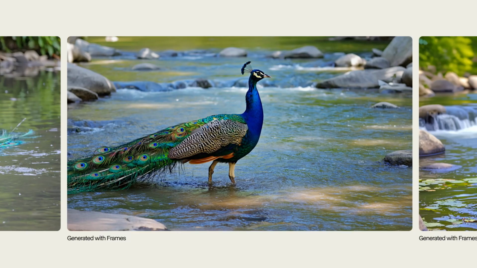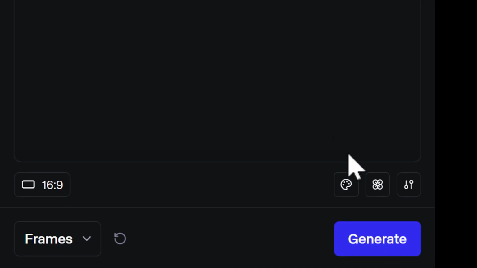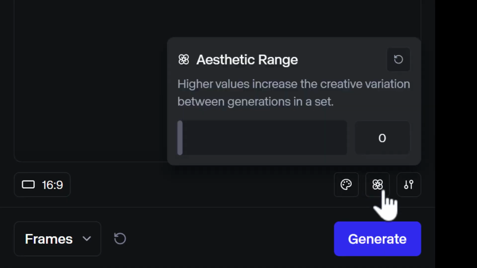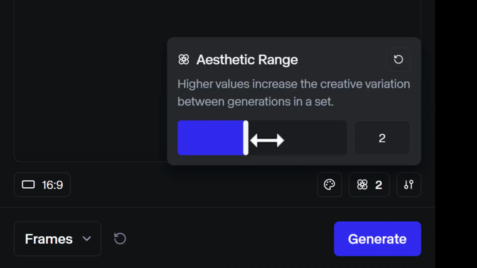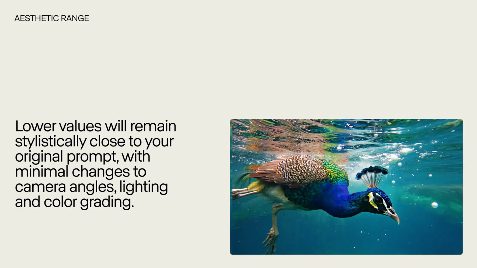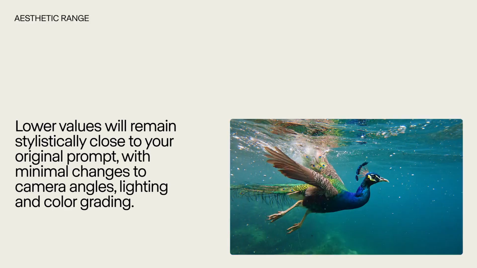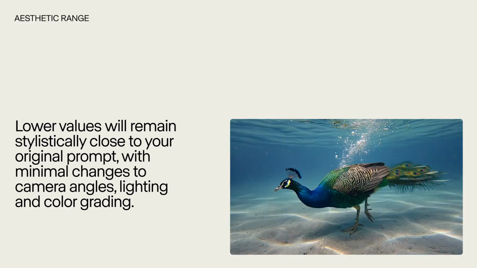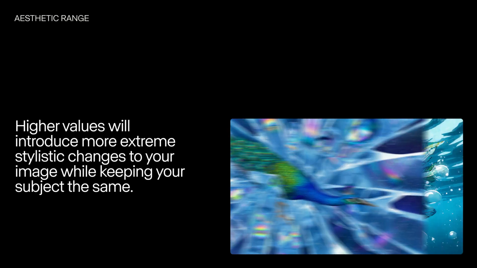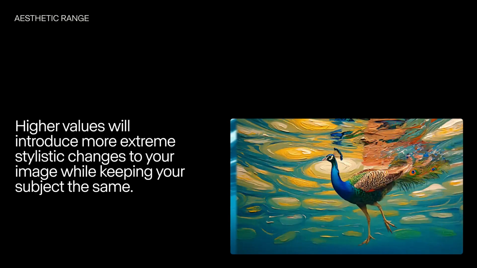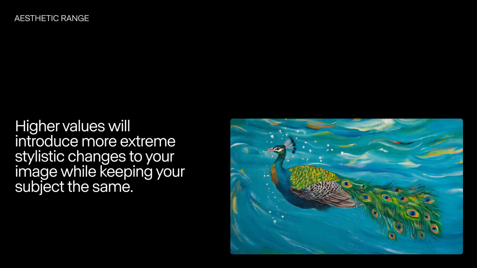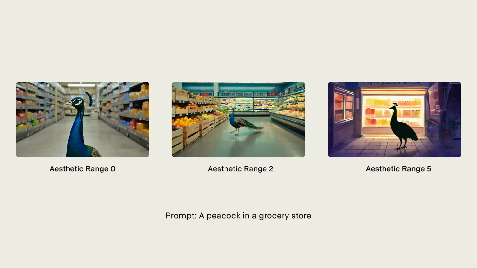You can also opt to experiment with the aesthetic range setting. This allows you to dial up and down the overall creative variation that you'll see across a set of 4 generations. Lower values will lead to more consistent styles across your set, with subtle changes to things like camera angle, lighting, and color grading, while higher values will result in dramatically different art direction, composition, and aesthetics for your scene, while still representing your subject. Aesthetic range is a great way to explore new ideas and inspiration when generating.